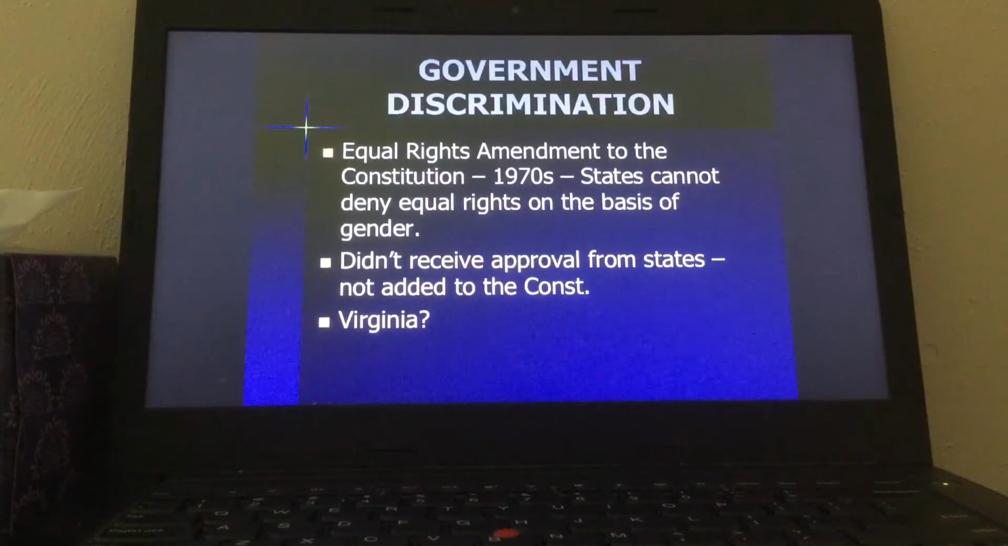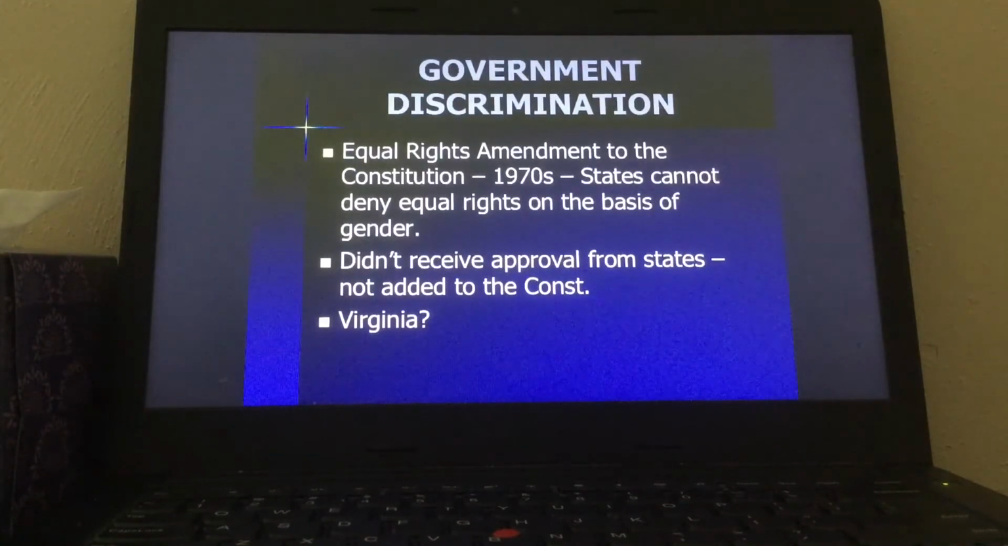In the 70s, Congress proposed something called the Equal Rights Amendment, which said states cannot deny equal rights on the basis of gender. And it got through Congress. It got most of the states to vote for it, but you need 3/4 of the states, which is 38. And it never got there. It got to 37. And so it fell just short until last year.